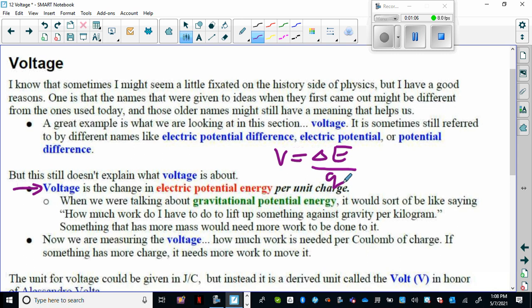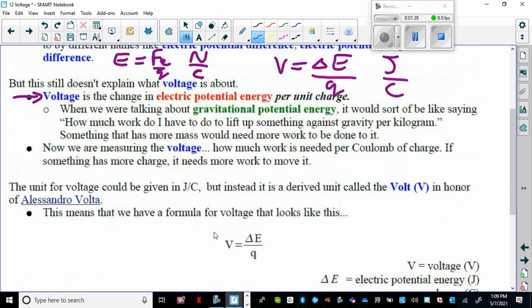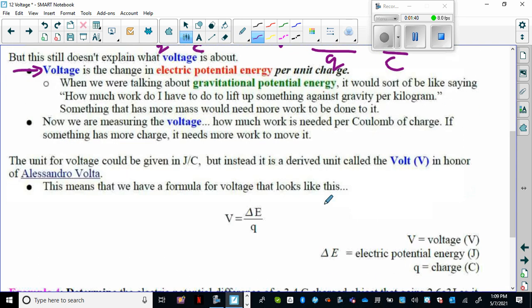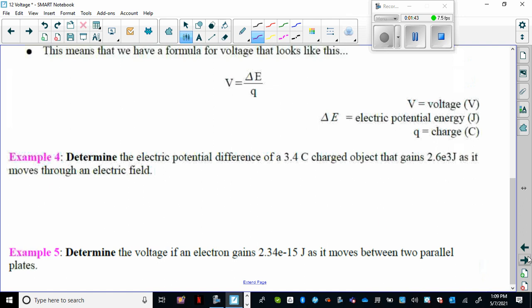In the same way that you would say the electric field strength is newtons per coulomb, this is just the change in energy per coulomb. So instead of newtons per coulomb, voltage is joules per coulomb. The units for voltage are joules per coulomb, as we've just discussed. So this starts off nice and easy.